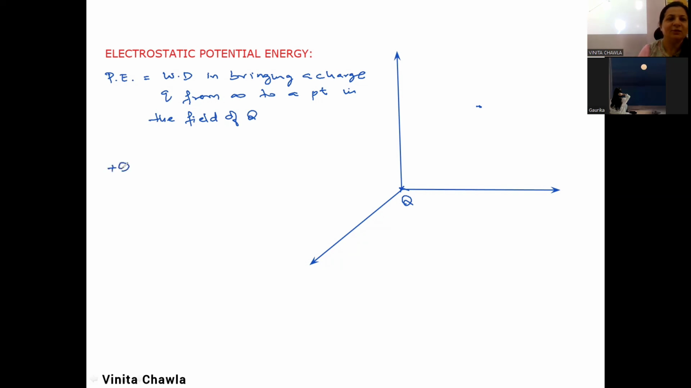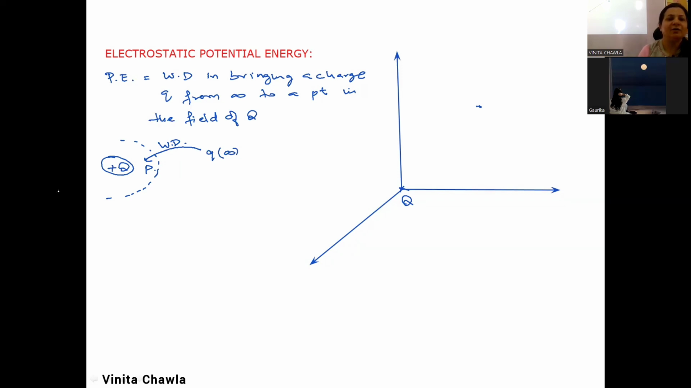Suppose we have a charge here, plus q charge here, and this is the field of this source charge. Okay. And we have a charge q placed at infinity. So amount of work done in moving this charge from here to some point P in the field of given charge, this work done is equal to electrostatic potential energy. Okay. So because this is a source charge, this circle represents the electric field of source charge.